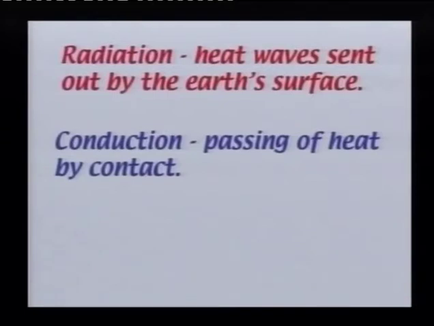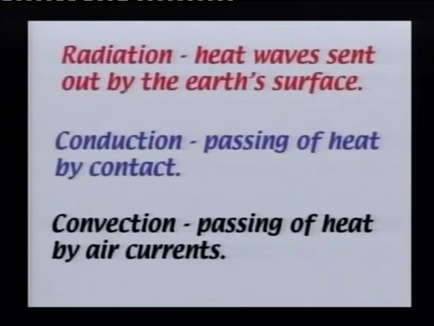And finally, the third way in which the atmosphere or the air around us is warmed is through convection. Perhaps you have already heard the word convection when we were looking at rainfall, air currents or air movements. Convection rainfall, convectional rain, we have convection currents. And convection is mainly to do with the passing of heat by air currents.